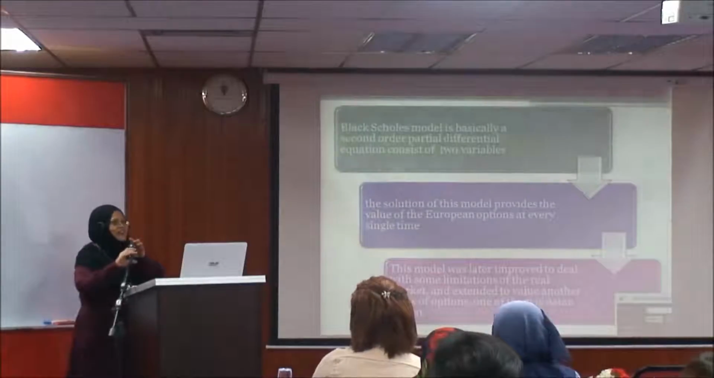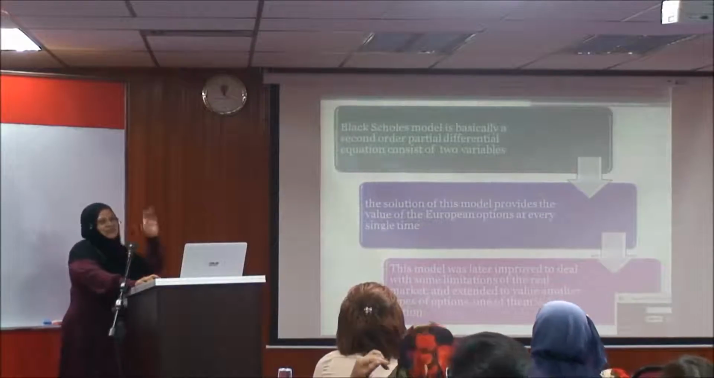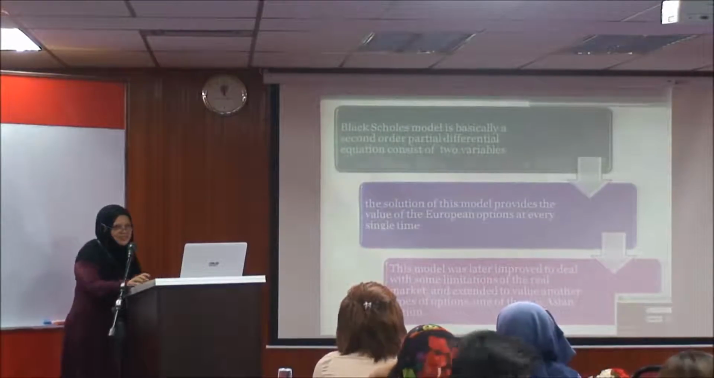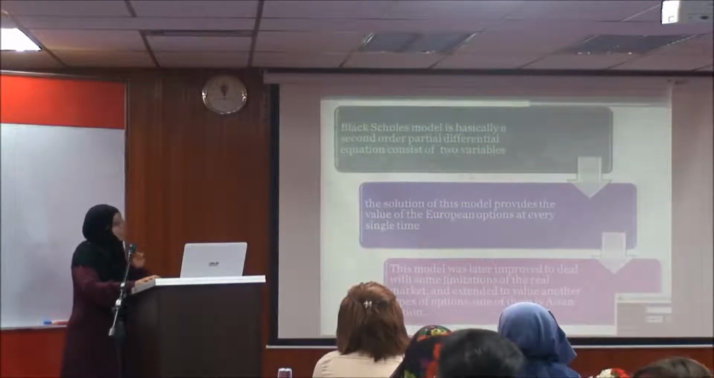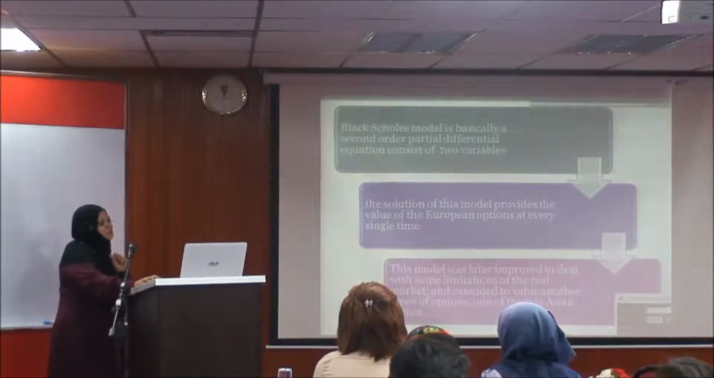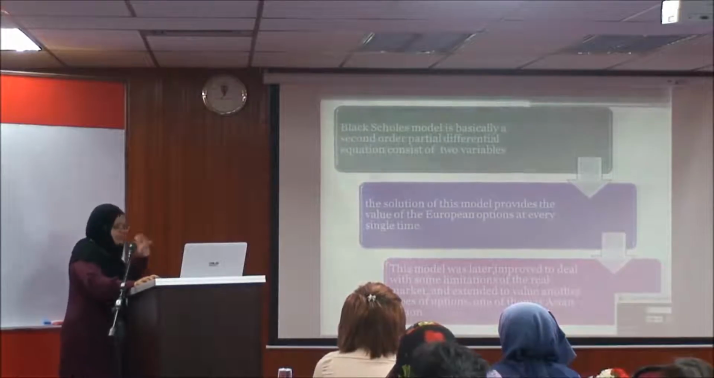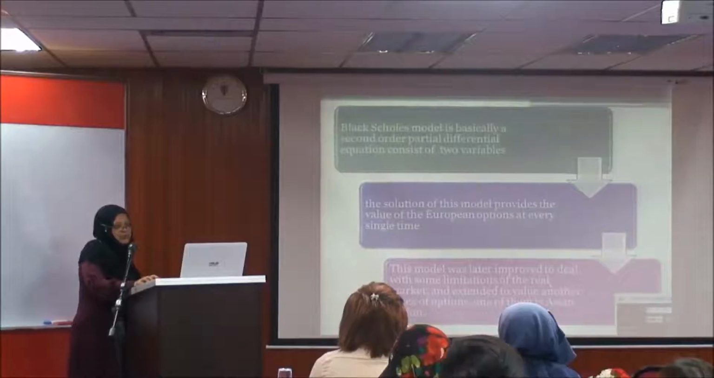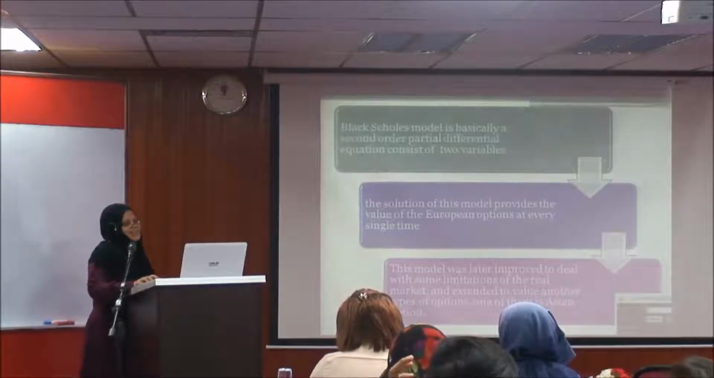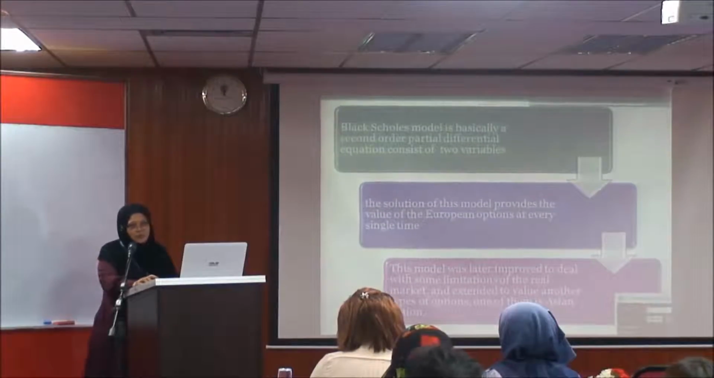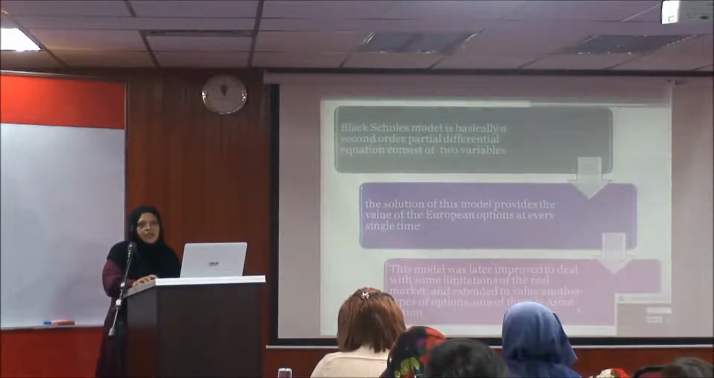Okay. All right. The Black-Scholes model is basically a second-order partial differential equation. Something ringing? The PDE, right? With 2 variables. Okay? The solution of this model provides the value of European options at every single time. And this model, the Black-Scholes model, was later improved to deal with some limitations of the real market and extended to other types of option, and that type of option is the one that we choose, the Asian option.